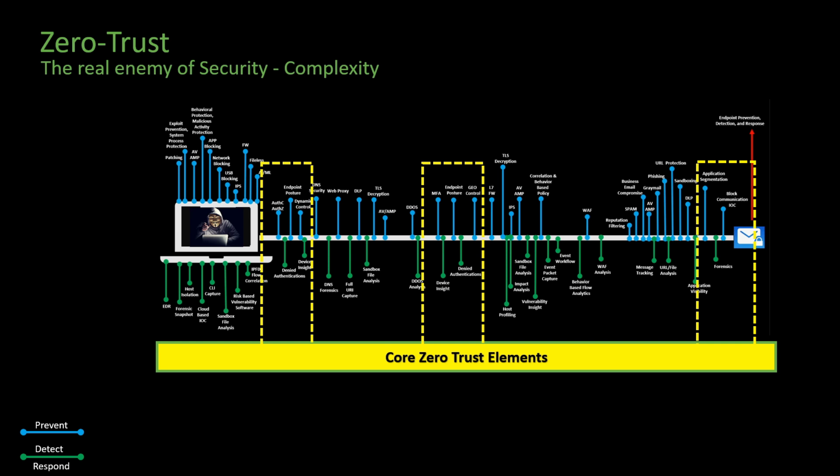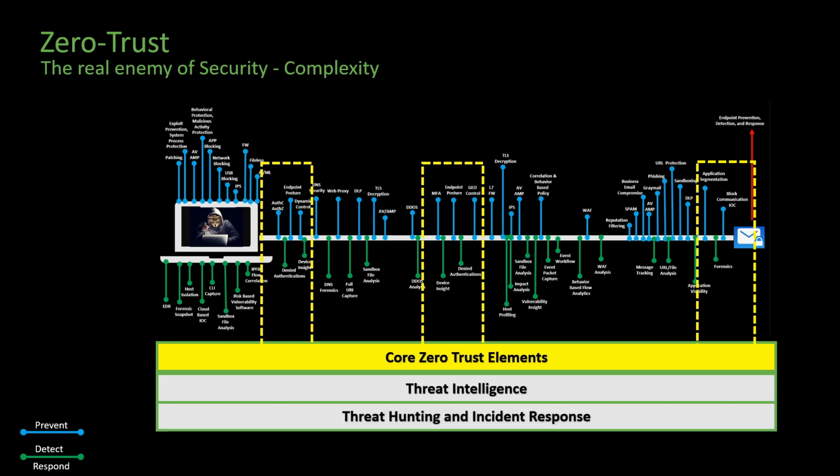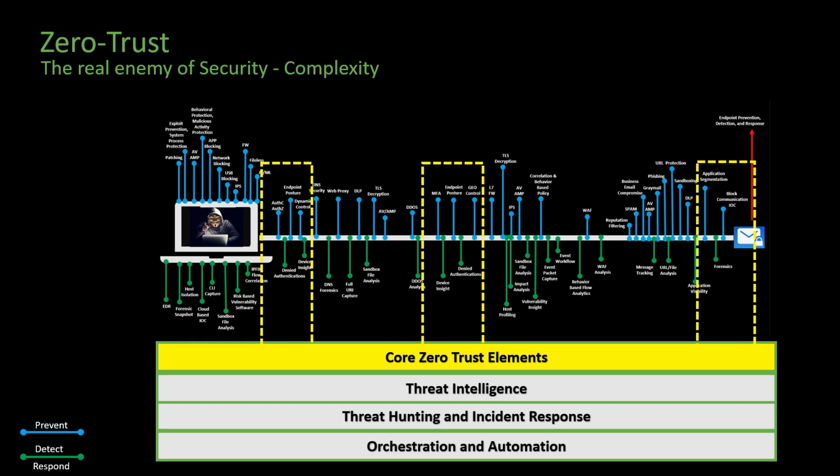But you can see there's a bunch of other stuff in there that didn't fall in line with the core zero trust elements outside of being complementary to them. Then you've got threat intelligence, you've got threat hunting and incident response, and then orchestration and automation. So complexity is the enemy of security.